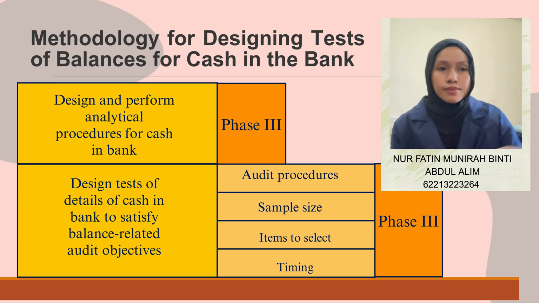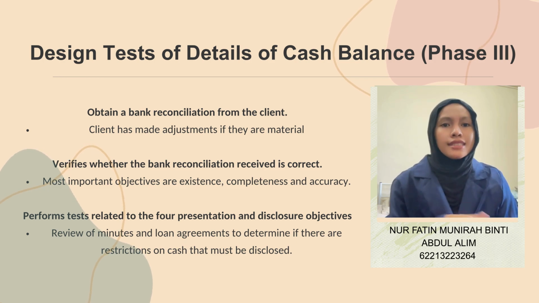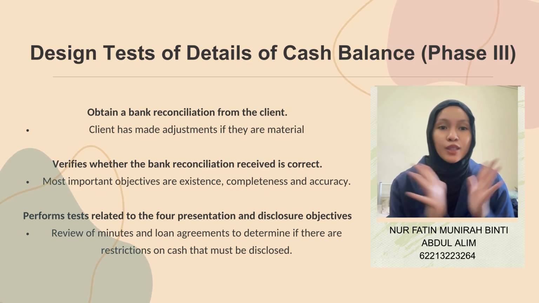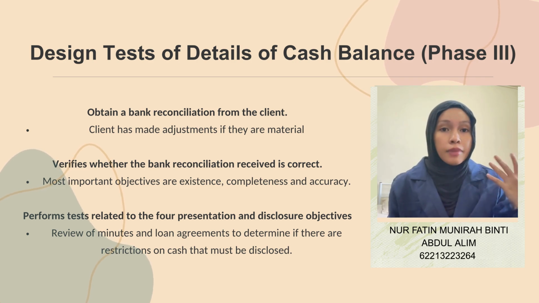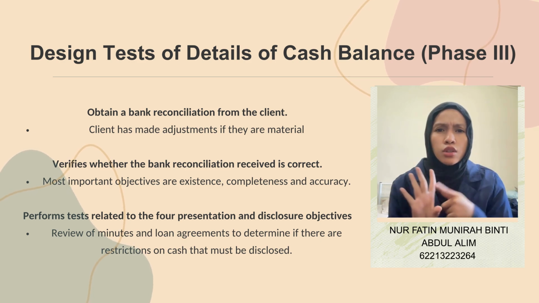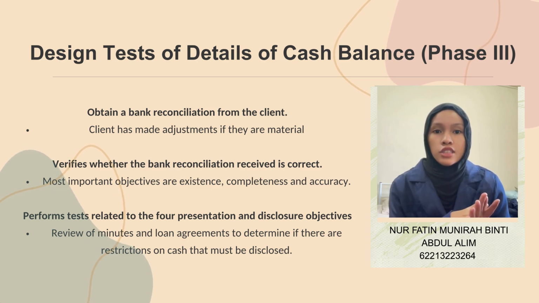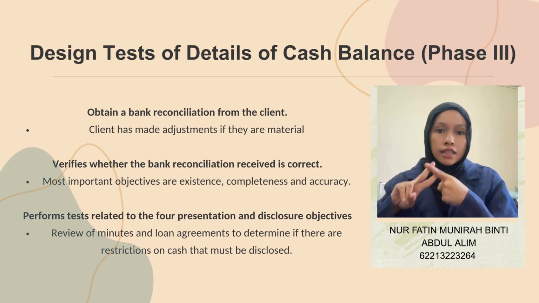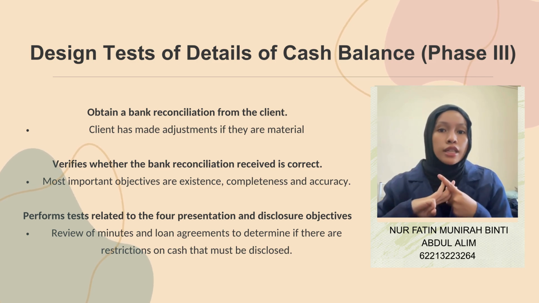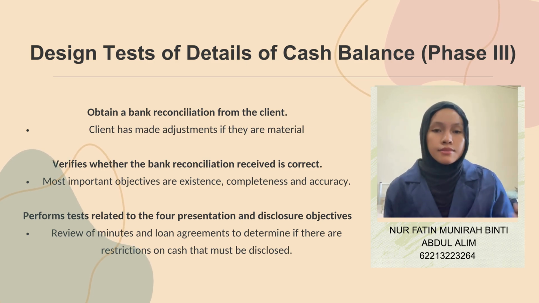investigate the causes. After the analytical procedure, we move to the second and more intensive part, which is testing the details of the cash account balance. This begins by obtaining a bank reconciliation prepared by the client. The bank reconciliation shows the difference between the cash balance in the company general ledger and that shown on the bank statement. So our job is to verify the accuracy of this reconciliation by checking the math, ensuring all outstanding checks and deposits in transit are properly listed, and the last one is confirming these reconciling items actually exist.